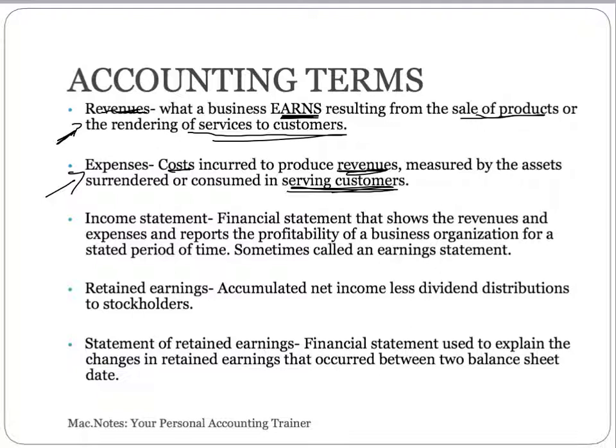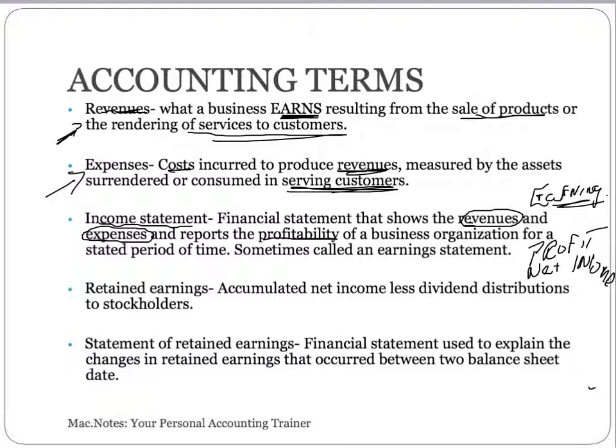Now, we put these two together in the income statement. This is a financial statement that shows the amount of revenues, the amount we earned, and it also shows the amount we spent in earning that revenue, and we subtract one from the other, and that is what we call profitability, or the profit of the business. Now, the term is profit or net income, or sometimes we refer to it as earnings. Okay? That's all revenue minus expenses.